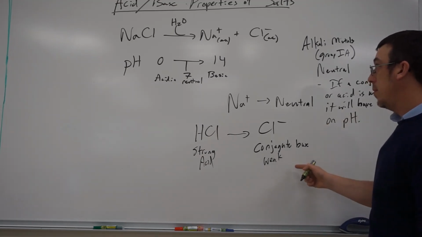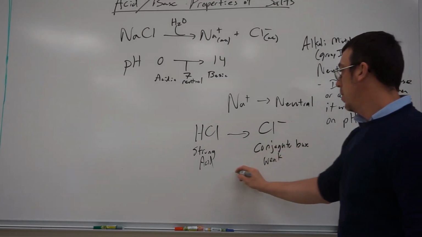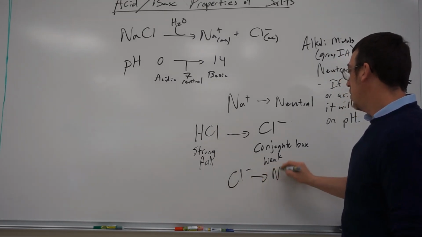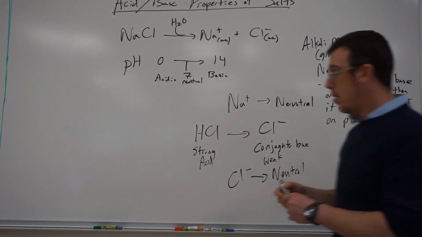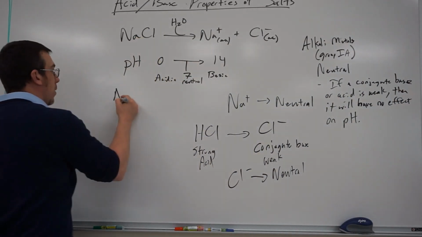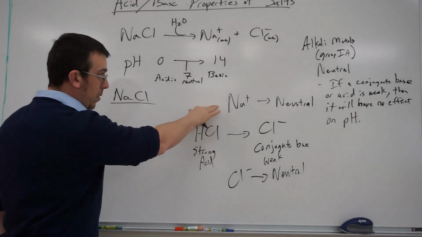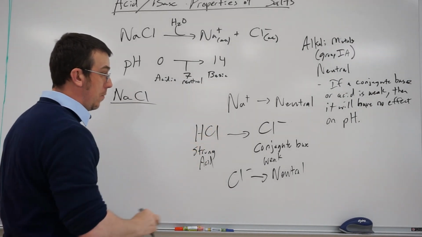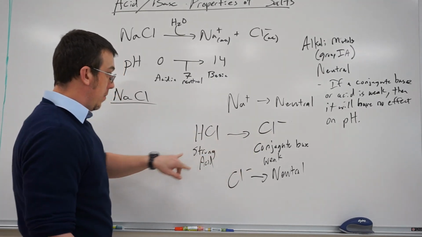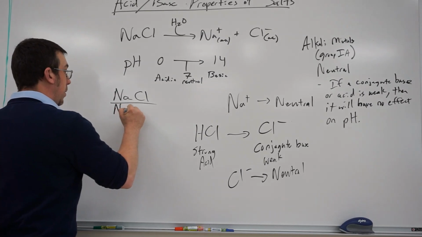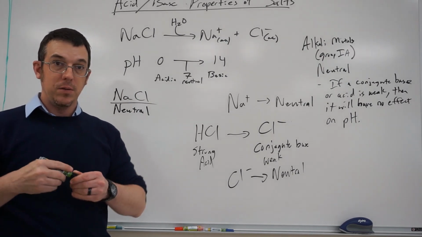So, this goes back to talking about chloride being weak, therefore Cl minus itself is going to be neutral based off what we just said. It's going to have no effect. So when we talk about the compound NaCl, since it has sodium ion which is neutral because of group 1, and Cl minus is weak because it comes from a strong acid, NaCl is going to be neutral. So it will not have an effect on the pH of the solution.